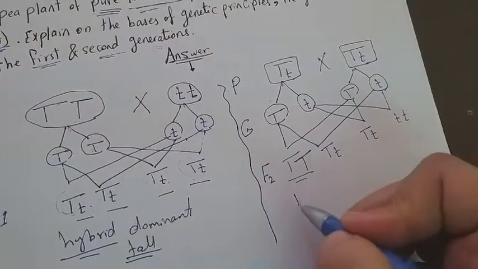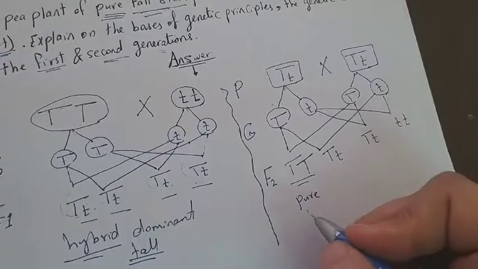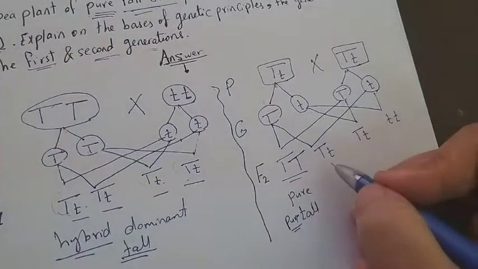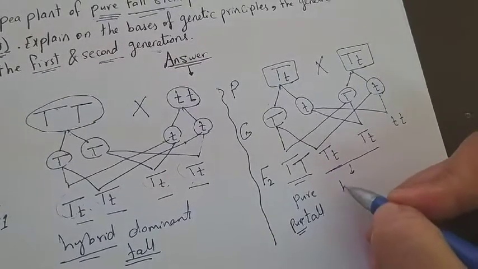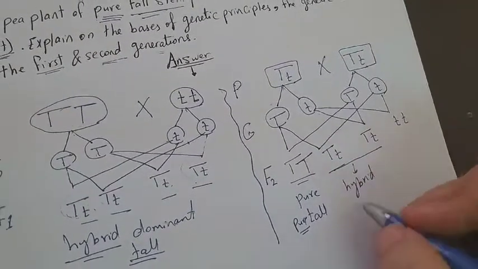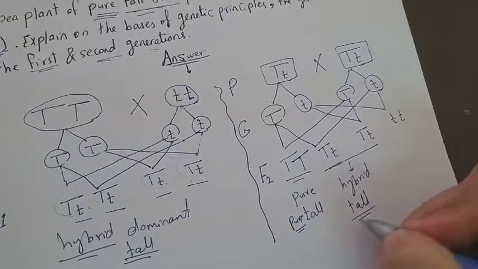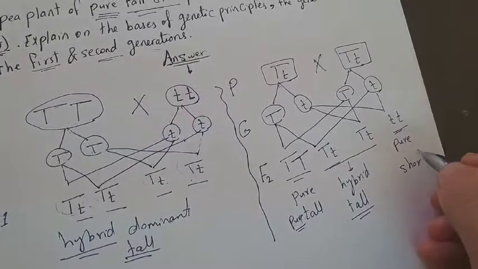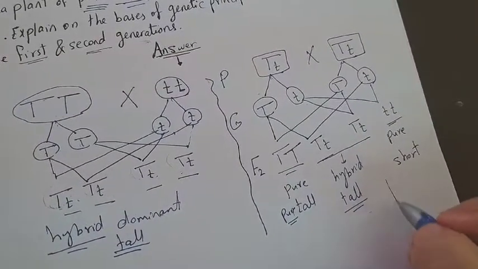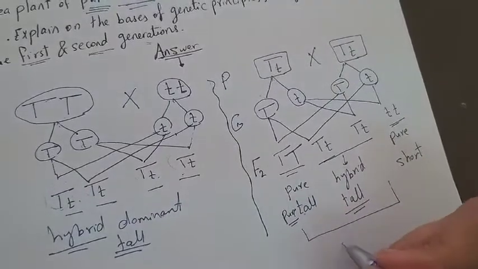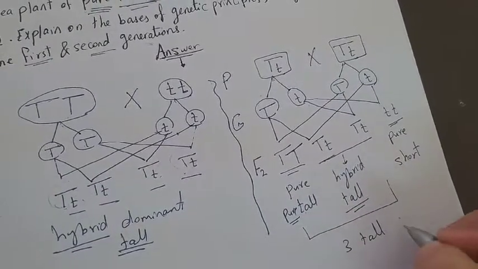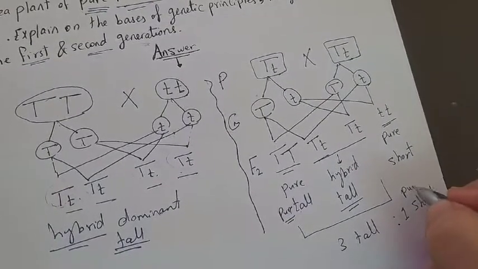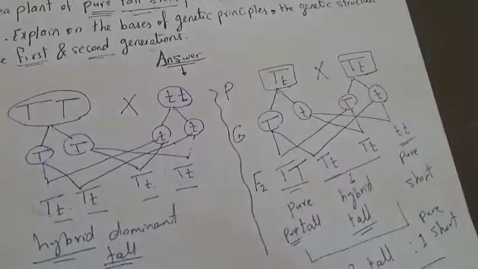So we have here pure, meaning tall, pure, not hybrid. But this and this are hybrid, but also tall. And here this is pure but short. And the ratio here is 3 tall to 1 short. Okay, thank you.